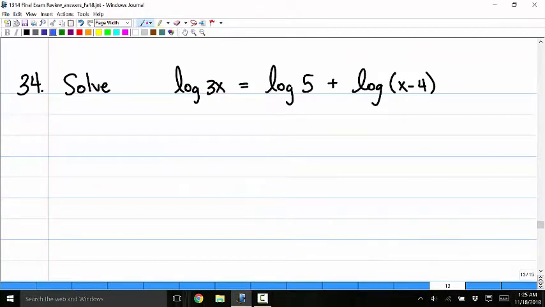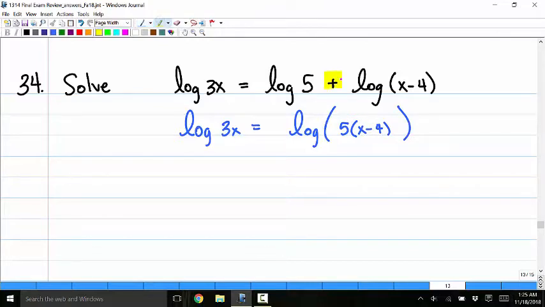Number 34, I want to get log base 10 on both sides. So first thing I need to do is condense the right hand side. So I have log of 3x is equal to log of 5 times x minus 4.